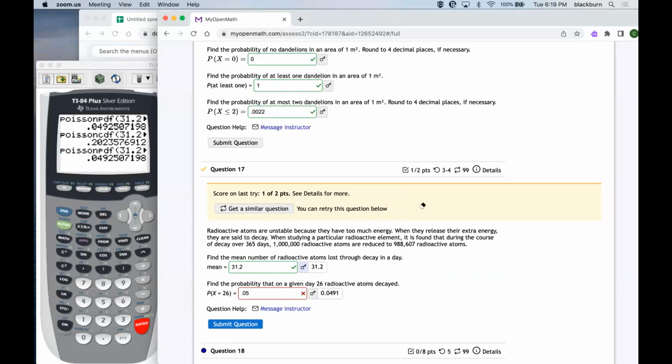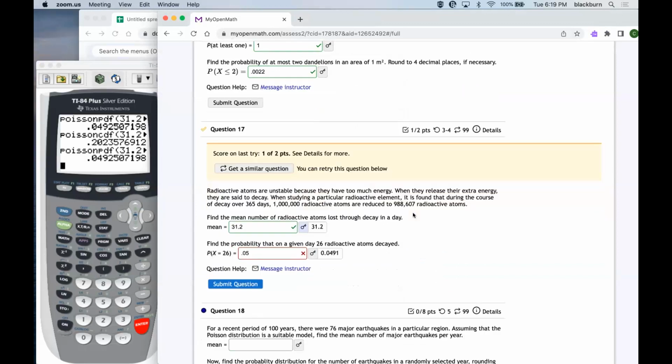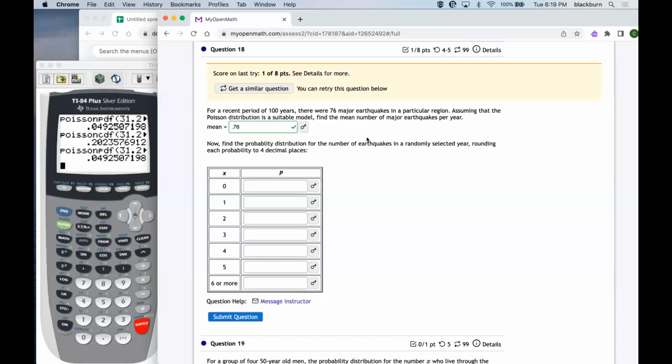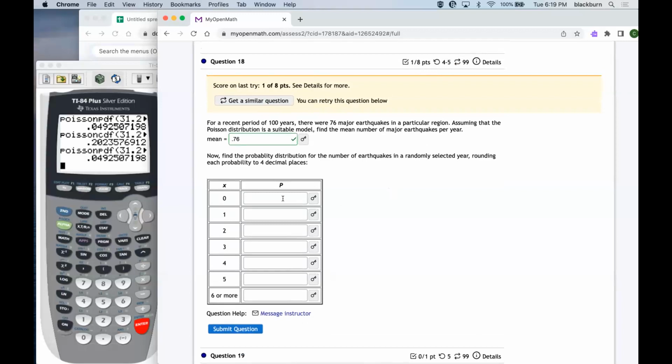So the last one looks like this. For a recent period of 100 years, there were 76 major earthquakes. Assuming that the Poisson distribution is a suitable model, find the mean number of earthquakes per year. 76 major earthquakes in 100 years. The mean is going to be 76 divided by 100, or 0.76. And then you're going to use that Poisson PDF for the first 5, for, let's do 6 or more.